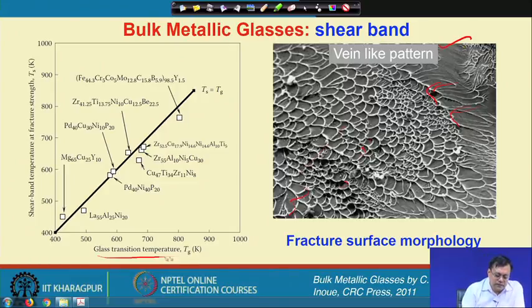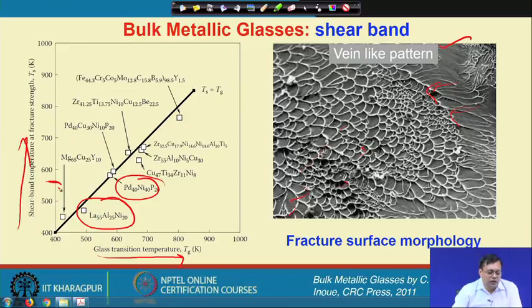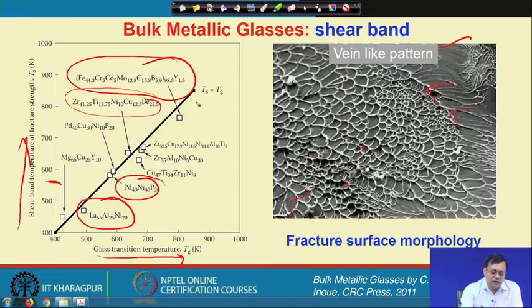So, the glass transition temperature and the shear band temperature at fracture strength, people tried to correlate, and people found out that in case of glasses with low glass transition temperature like palladium or lanthanum, the temperature rise is also relatively less, whereas in case of a zirconium or iron based glassy alloy, which has a relatively higher Tg, the temperature rise is also quite higher, okay, which is quite obvious.